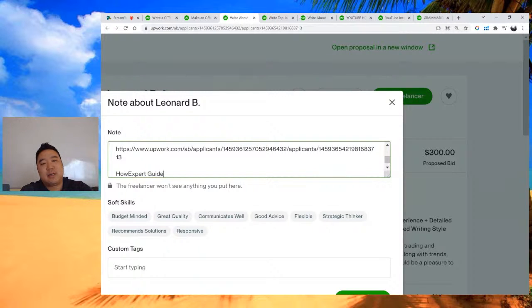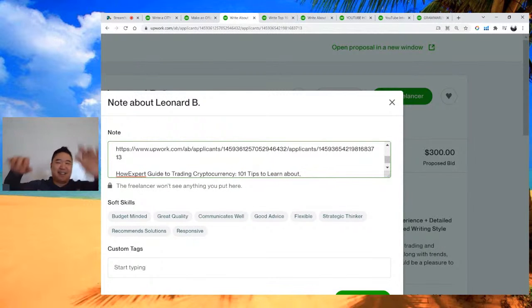HowExpert guide to cryptocurrency trading. Tips to learn about. Don't worry about it, I'll fix the spelling later. Hold on. Cryptocurrency. HowExpert guide to cryptocurrency trading, or is it HowExpert guide to trading cryptocurrency? HowExpert guide to cryptocurrency investing? HowExpert guide to trading cryptocurrency? I'm a proponent of investing in crypto for the everyday person, because most people lose money trading, technically speaking.